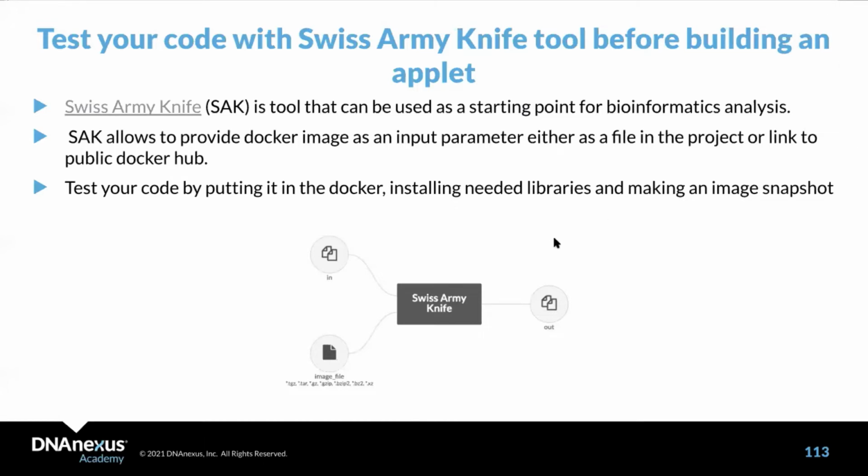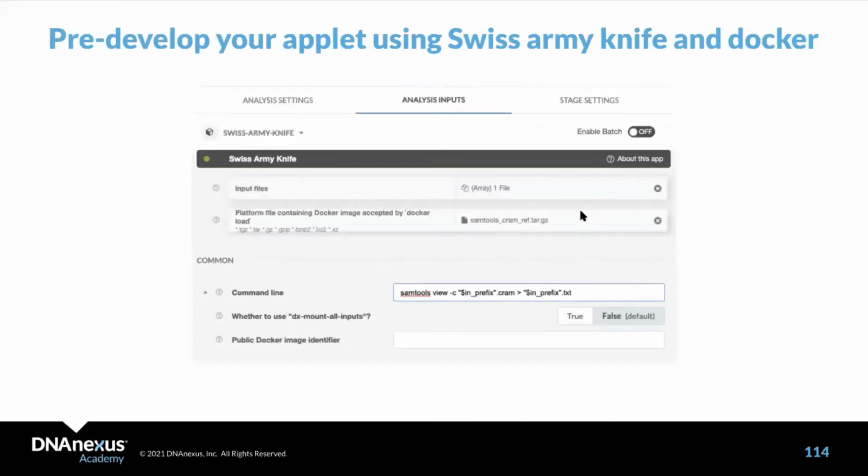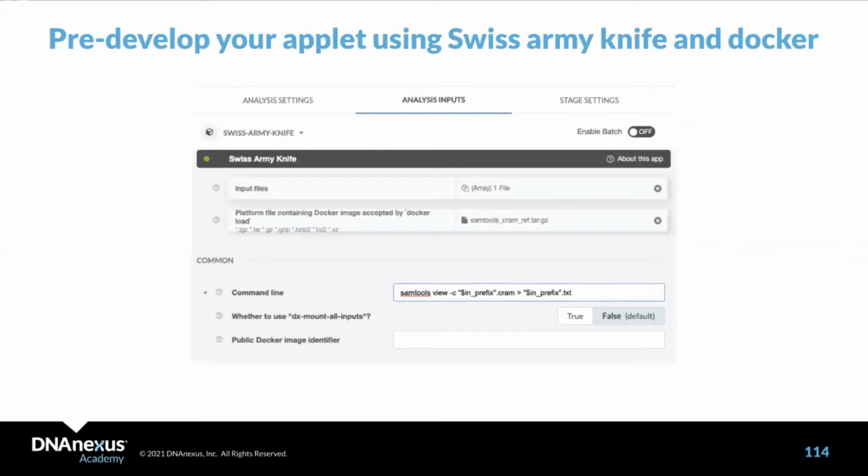So if we look at our cycle here, instead of developing it locally, you can develop your code using Swiss Army knife and test it, and then go to the build. If you click on Swiss Army knife, you will see this kind of diagram. You have some image file, then you have different input files, and then there is some output. And this is very generic because this is a really very powerful tool that you can use for different use cases.